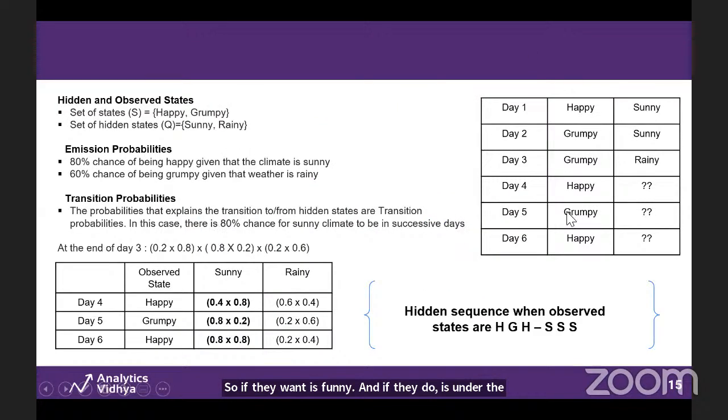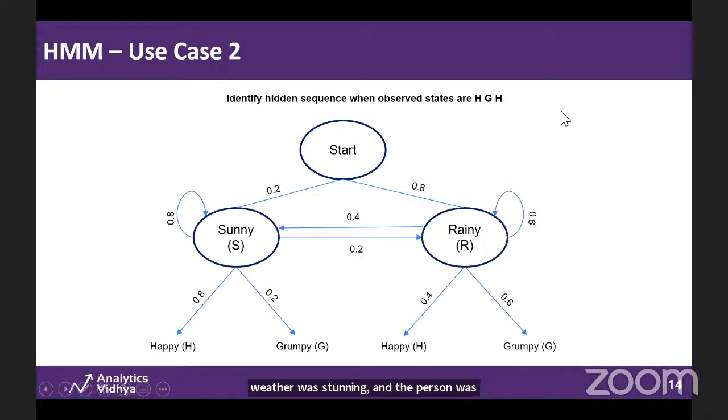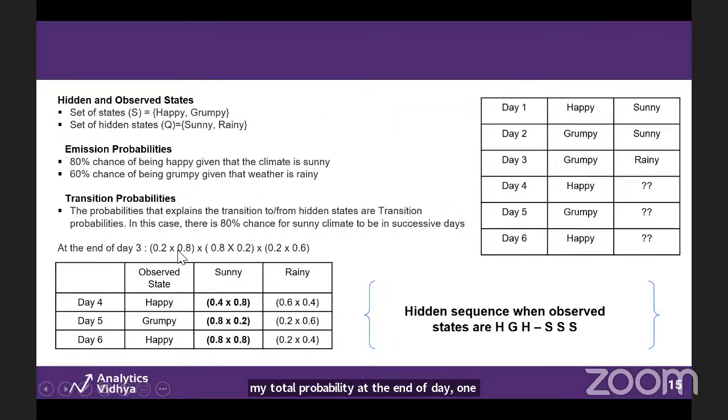So now that we have all this transition and emission probability, observed and hidden states, how do we arrive at this sequence? So let us understand that. If you look at day 1, my weather was sunny and the person was happy. So at the start, there is 20% probability for the weather to be sunny. And from sunny to happy, there is 80% probability. So 0.2 into 0.8 becomes my total probability at the end of day 1, which is highlighted here.